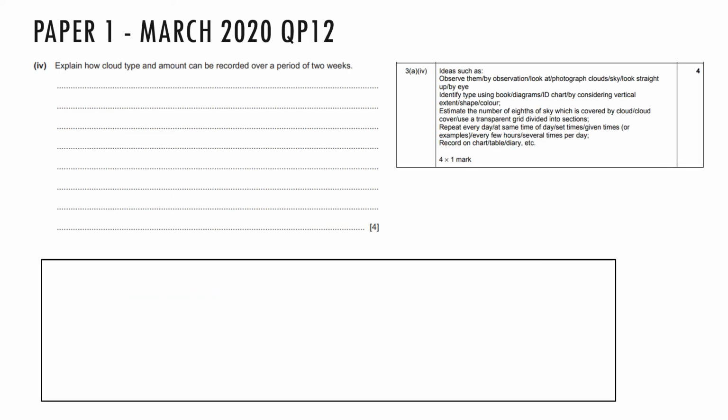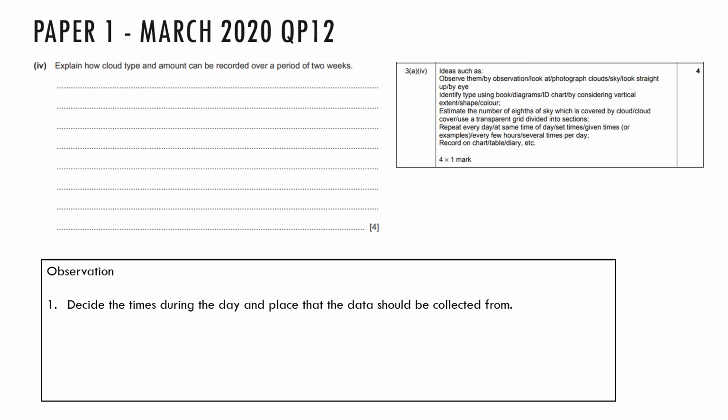And the last one, explain how cloud type and amount can be recorded over a period of 2 weeks. Now the key bit in this is 2 weeks. You could mention that in your answer. So, how do we do it? Again, it's done by observation. So, first of all, like any investigation, decide the times during the day and place that the data should be collected from.